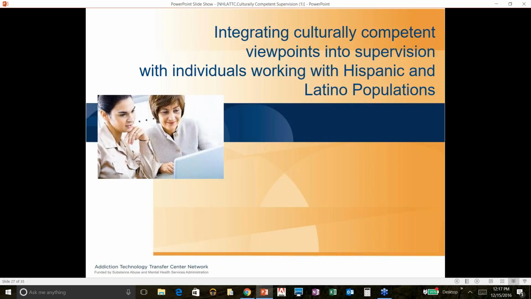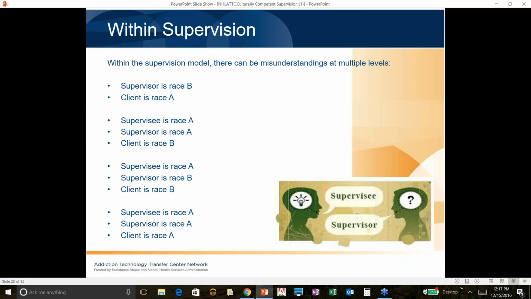And so here's just a couple of notes, and I'm going to go through this because I've given you the basic foundation. So at this point, this is really just a review for application. So within the supervision model, there can be misunderstandings at multiple levels. When I wrote this out, it just baffled me because supervisor is race A, client is race B, client's race A.